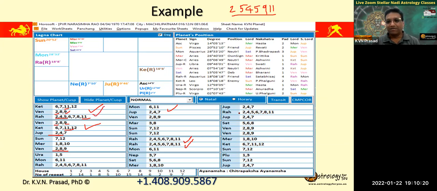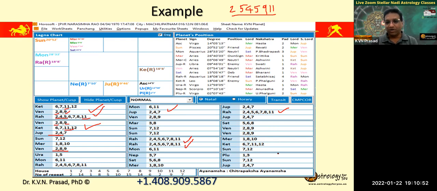Jupiter. Yes, 2, 5, so everything is there. Rahu has a good combination, here as sublord and here as nakshatra. 9 is not there, but it is good. And what about Saturn? Here only 2, 9 is there, not that great.